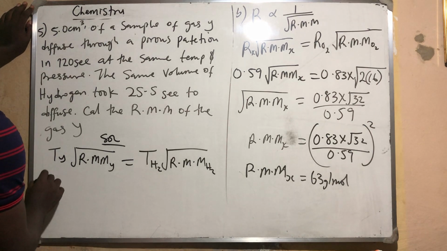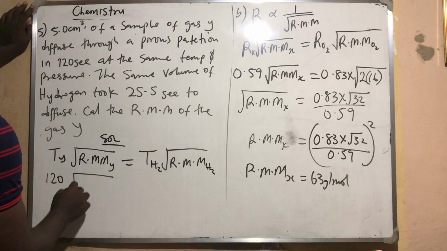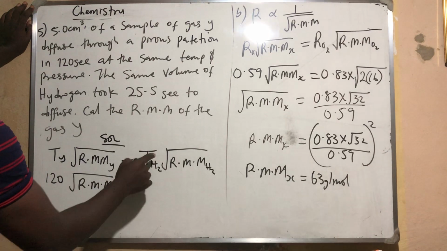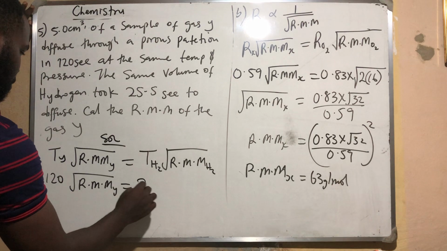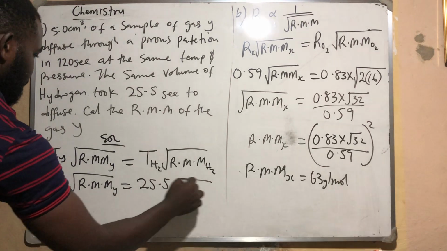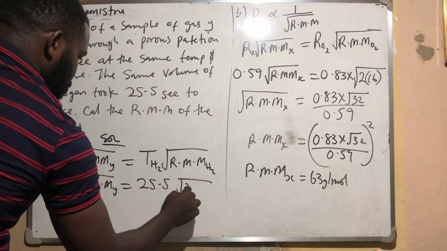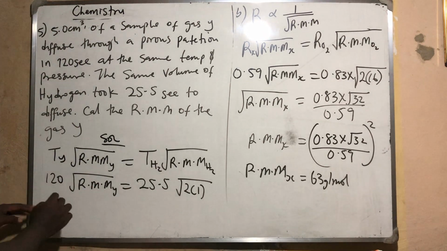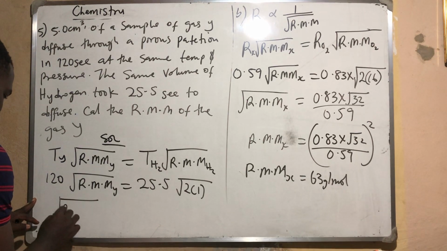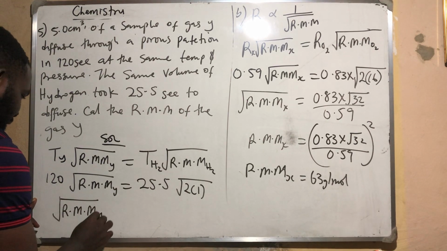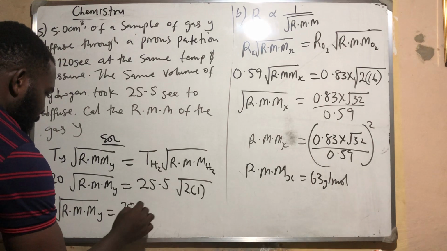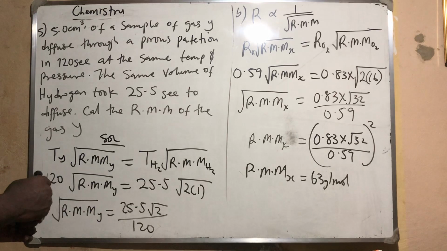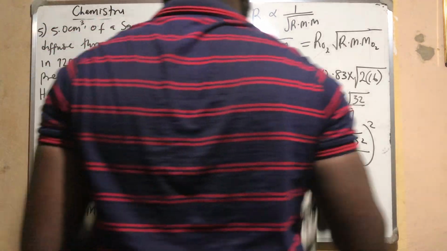The time is 120, so I have 120 times the square root of the relative molecular mass of gas Y, is equal to the time for hydrogen, 25.5, times the square root of 2 in bracket of 1, the relative molecular mass of hydrogen. Therefore, the square root of the relative molecular mass of gas Y will be 25.5 times the square root of 2 divided by 120. Therefore, when the square root crosses the equality sign, it becomes a square.